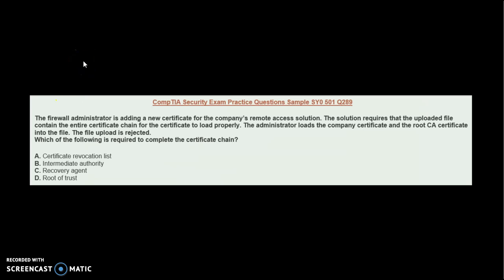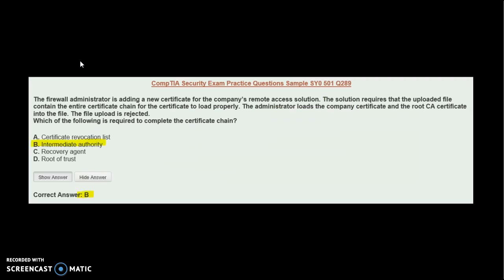The firewall administrator is adding a new certificate for the company's remote access solution. The solution requires that the uploaded file contain the entire certificate chain for the certificate to load properly. The administrator loads the company certificate and the root CA certificate into the file. The file upload is rejected. Which of the following is required to complete the certificate chain? The answer is B, intermediate authority.